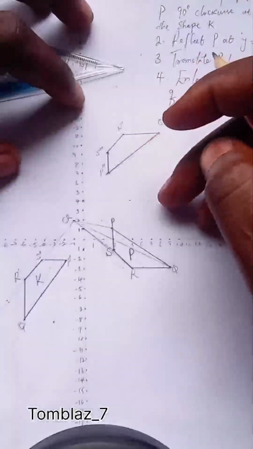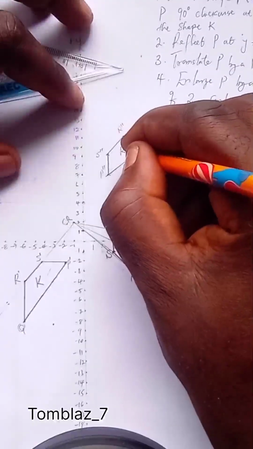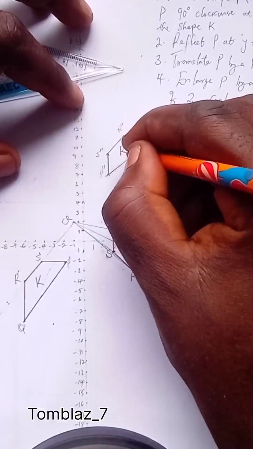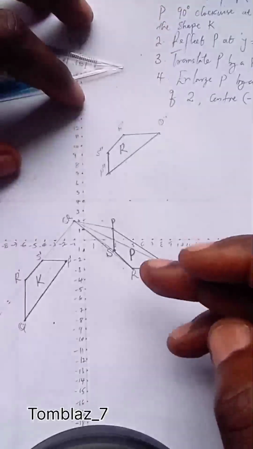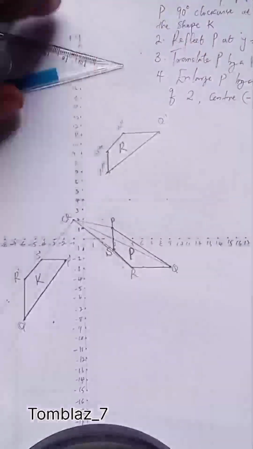And they say we should call it what? We should label it R. So this is R. So this is a reflection of this image. You can see that this looks like this, but as if it is flipped the other way.